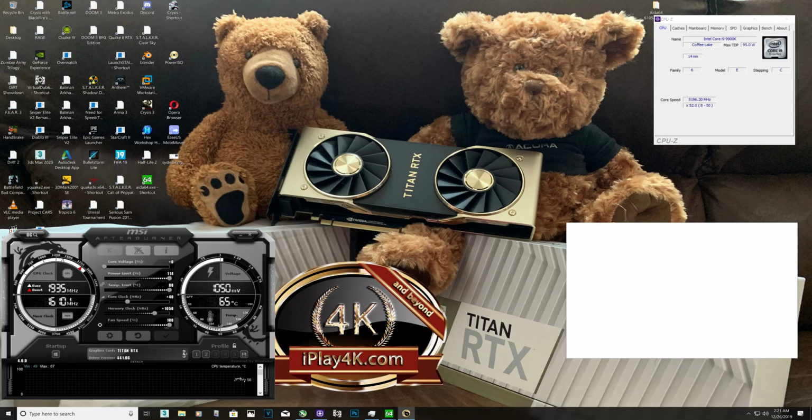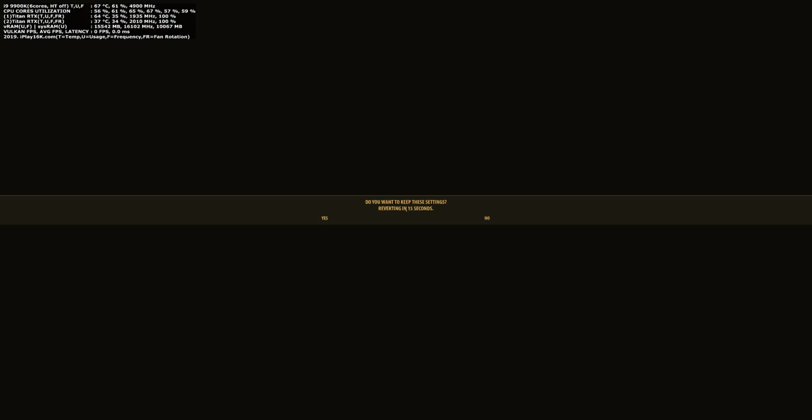Okay, I didn't get it. Oh, I see what's going on. Okay, you want to make sure it's unlimited and there is no anti-aliasing. Accept that. Here we go. And I got the overlay.